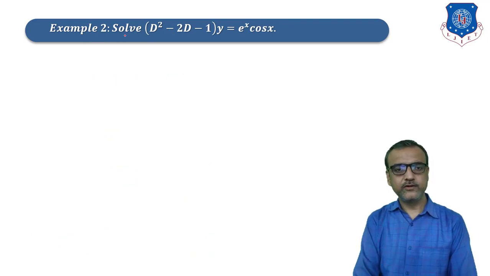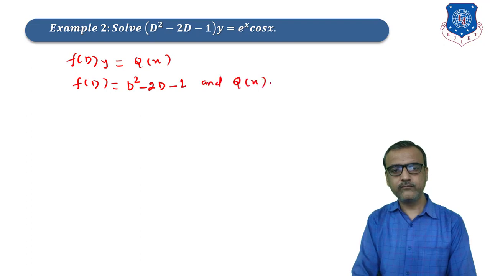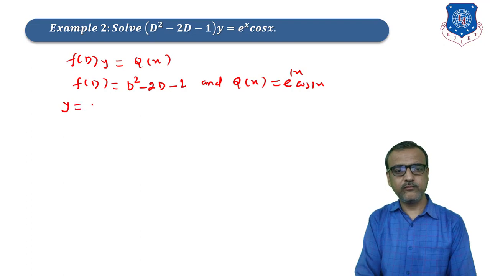Example number 2 is solve (d square minus 2d minus 1)y equals e raised to x cos x. Now first of all we will compare the given differential equation with the standard form f of D y equals Q of x. Here f of D is d square minus 2d minus 1, and Q of x is e raised to 1x cos 1x, and its general solution is given by this formula, that is y equals CF plus PI.